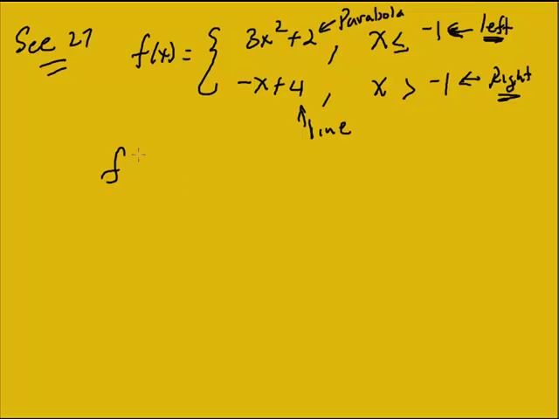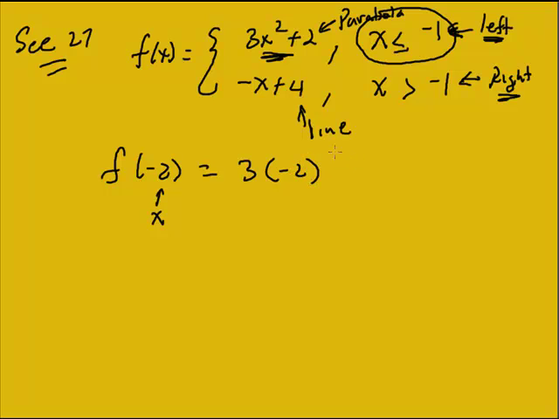So when they ask you to find f of -2, this is my x value. So I have to find out which one do I use for this. Since this is telling me that when x is less than -1, I use the parabola. So since -2 is less than -1, I have to use the parabola. 3 times -2 squared plus 2. And when I square the -2, I'm going to get a 4, times 3 is 12, plus 2, which is 14.